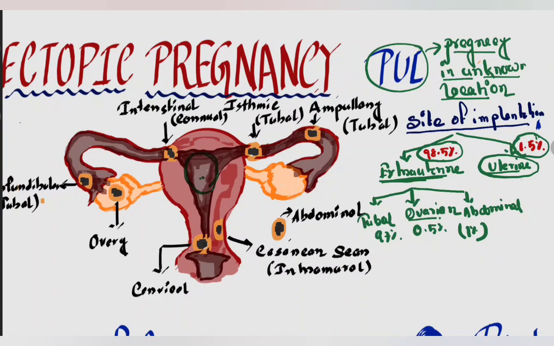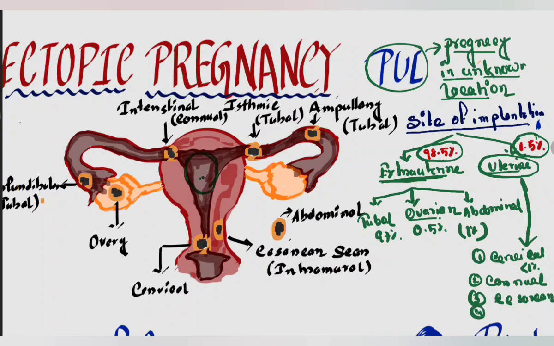When the pregnancy occurs within the uterus except the uterine cavity, that is called uterine ectopic pregnancy. And in uterine ectopic pregnancy, there are also various sites of implantation. First, cervical. The chance of cervical ectopic pregnancy is less than 1%. Second, cornual. Third, caesarean. Fourth, angular.